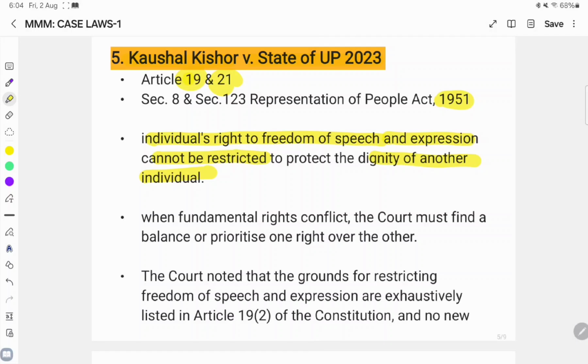So this is a very interesting and very important case, because on this UPSC can directly ask questions about what our stand should be wherever there is a conflict between two fundamental rights. What did the Supreme Court say? That we should try to find a balance or prioritize one right over the other.